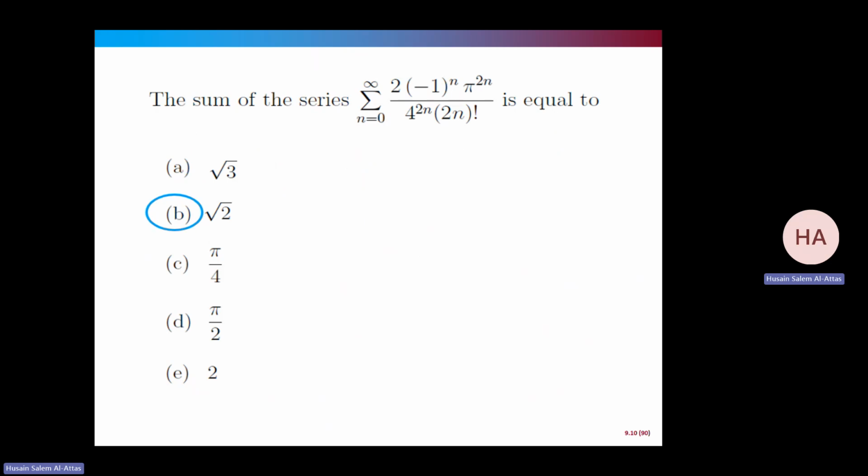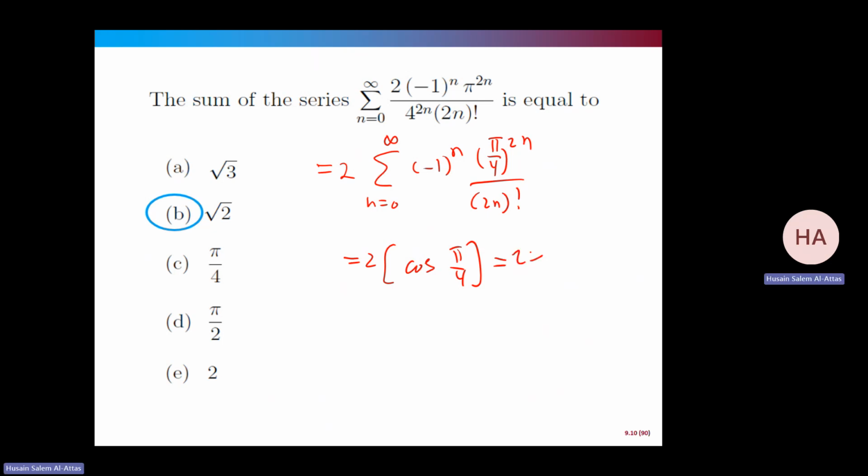The sum of the series. Yeah. This is cosine. So this is 2. Let the 2 out. n equals 0 to infinity, minus 1 to the power n, pi over 4 to the power 2n over 2n factorial. And this is 2 cosine pi over 4, which is 2 times square root 2 over 2, and that is square root of 2. That will be the answer.